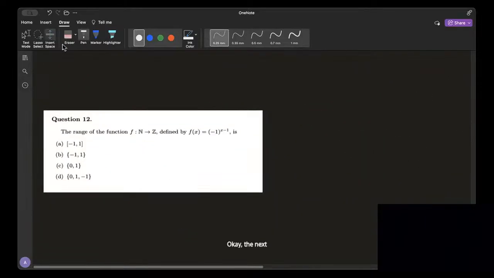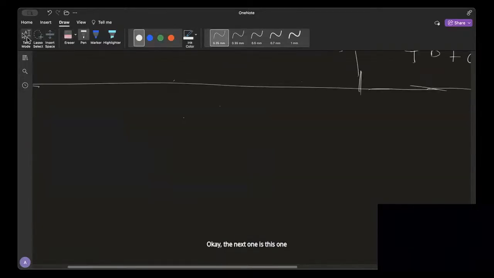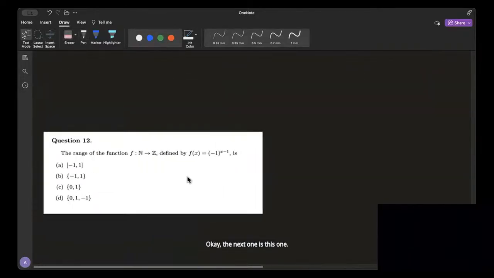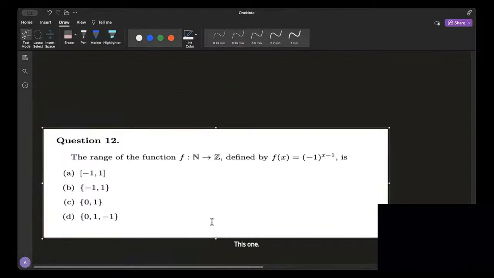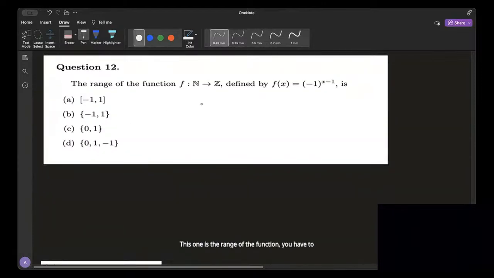Okay, the next one is this one. This one is the range of the function. You have to find the range of this function defined by this thing. So the range should be, you have -1 and then something to the power of this. By the way, because we have a -1 here, that's going to change things.